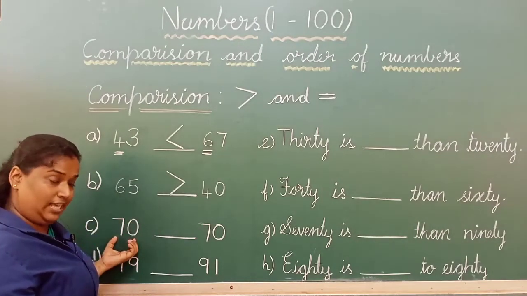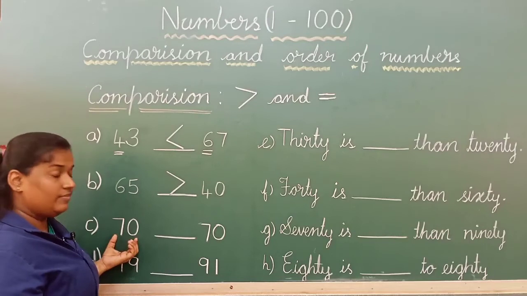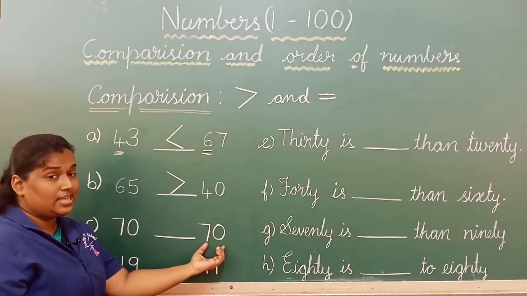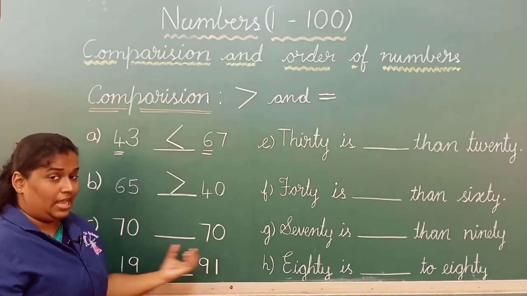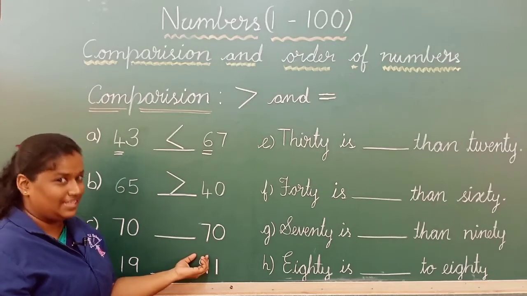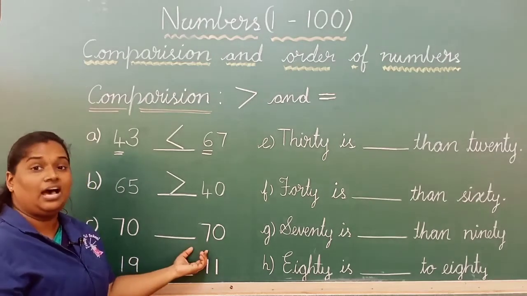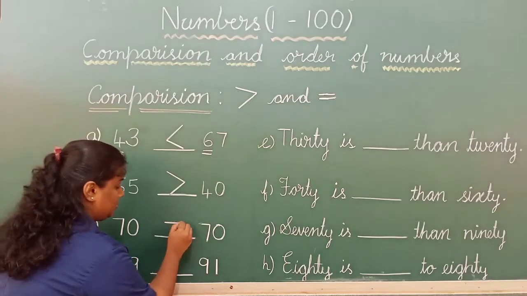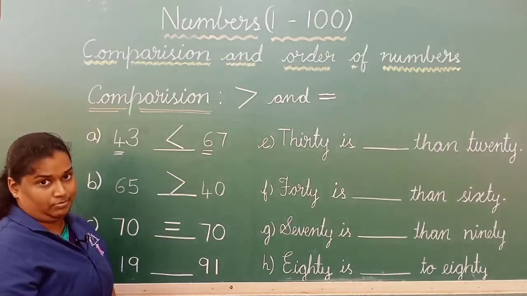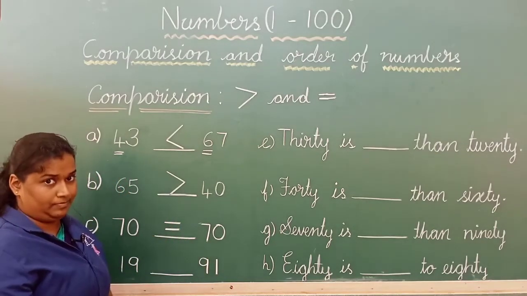Now move to question C. Here we have 70. On the other side we have 70. Are they equal? Yes, these two numbers are equal. So let us use the equal to symbol to compare them.